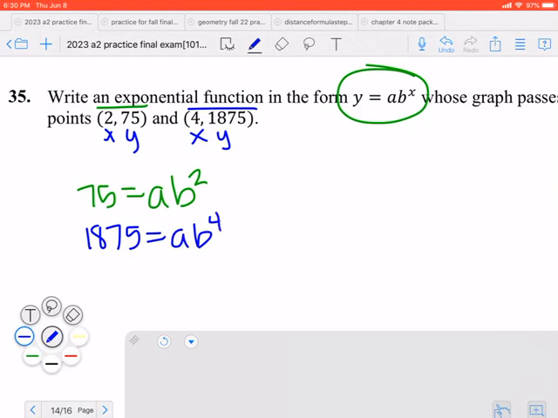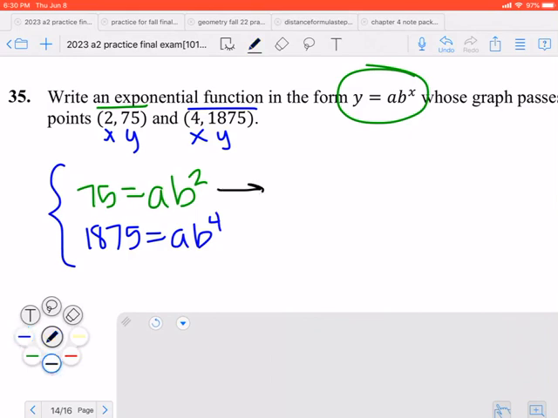So this is a system of equations. There's 2 equations. We can solve for a and b. So we're going to take this top one and solve it for a. So I would divide both sides by b squared, getting 75 over b squared. So I solve that for a, and now I'm going to place a into the other equation.